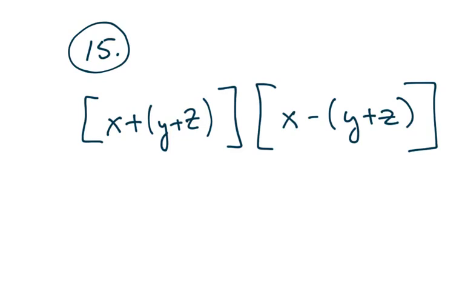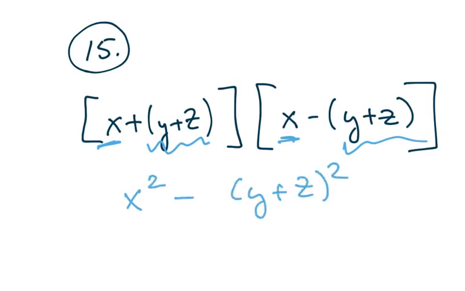So pause the video, try this. It shouldn't take you that long to actually do. It's complicated, but it's not that bad. So I'm hoping that you took a shot at it, and I'm hoping that you realize that because this and this match, and this match, we have the difference of squares. So this is x squared minus y plus z squared.